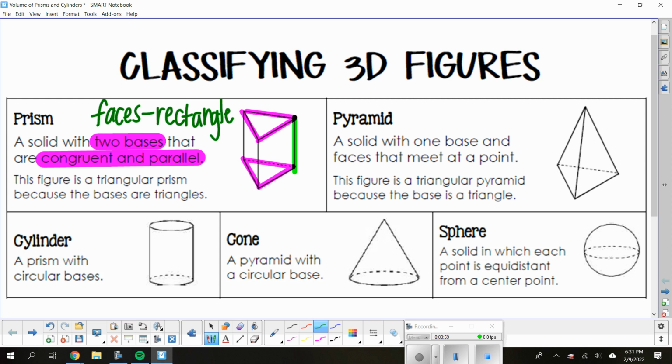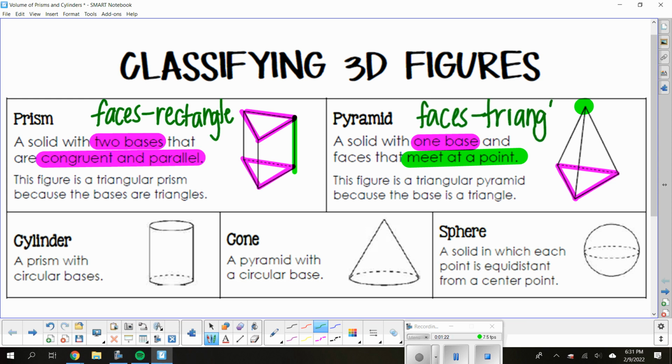Your other type of solid is a pyramid. A pyramid has a total of one base, and all of them meet at a point. So in this case, I have a single base, it's a triangle, and everything's folding up to meet at this point up above. In this case, the things that are folding up, faces, are all going to be triangles.